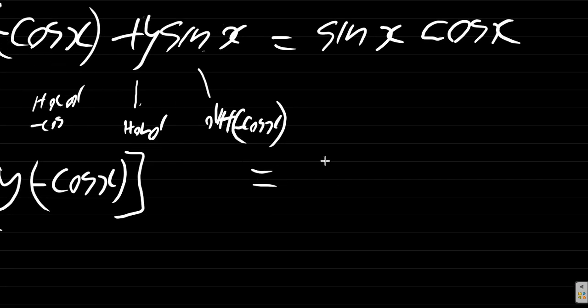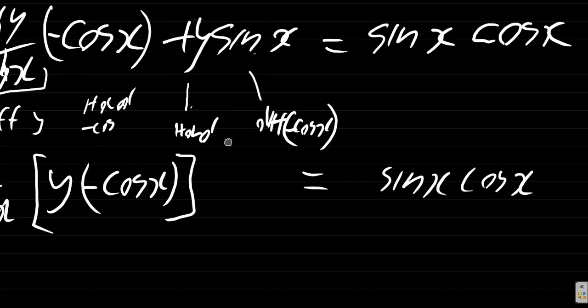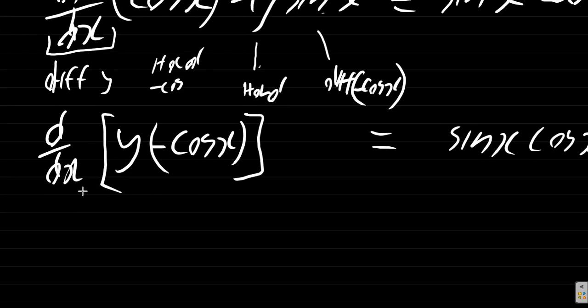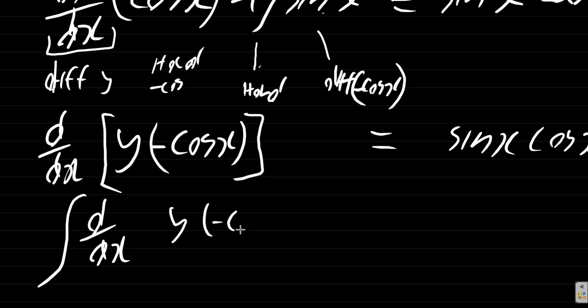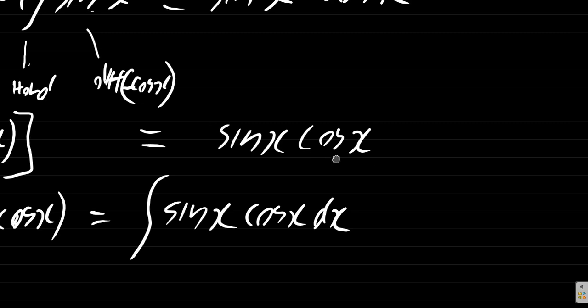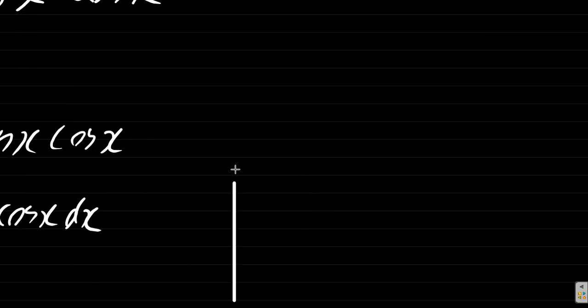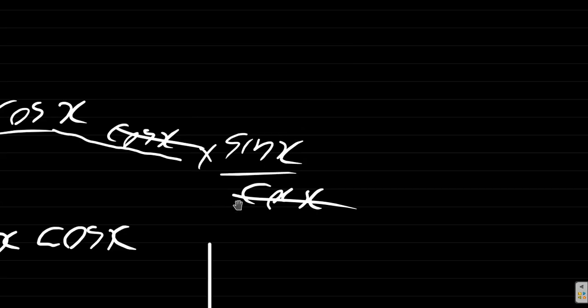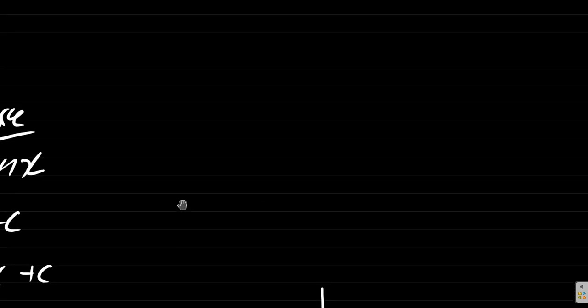Alright, equal sine x cos x. Now, integrate both sides. The integral of d by dx of y times negative cos x equal the integral of sine x cos x dx. Alright. I've run out of scrolling space, so I'm going to have to draw a line up and continue on the right hand side of this line. So let's do that.